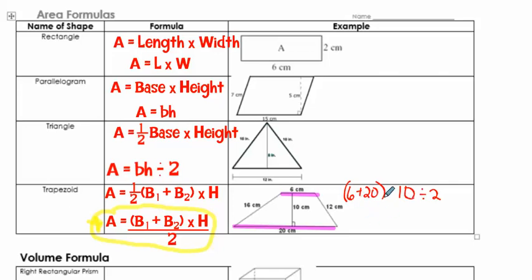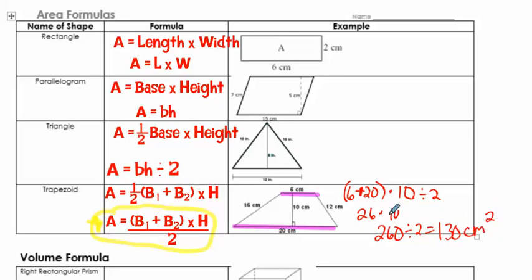Okay, so we're going to go in order here. So 6 plus 20. Make sure you follow it. It is plus here, not multiplication. That's where people have a problem here. You're adding your bases. So 6 plus 20 is 26. Okay, times 10. So 26 times 10 is going to be 260. Then divide by 2 equals 130. So it's 130 square centimeters.